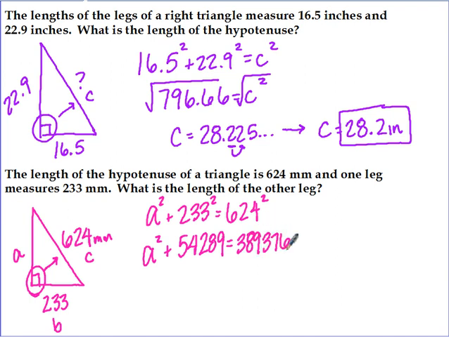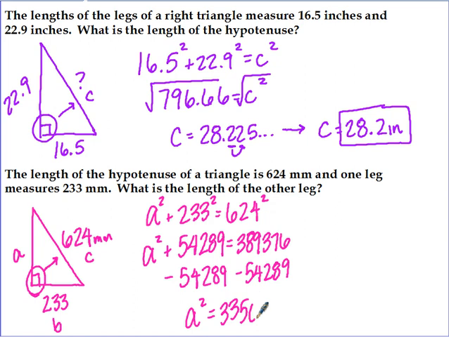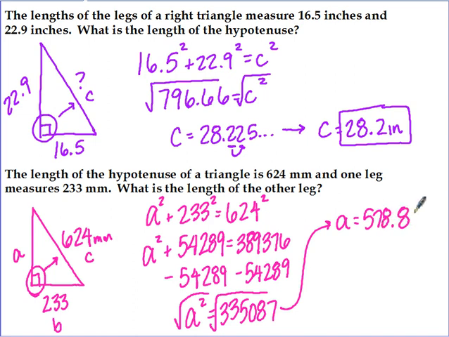So I'm going to subtract this 54,000 from both sides. So I get that A squared is, and now I'm going to take the square root of both sides here to get rid of the square. So I get that A is 578 and then the decimal. So I will round it to one decimal place. Look at the 8, that 6 will turn that 8 into a 9, and my units are millimeters.